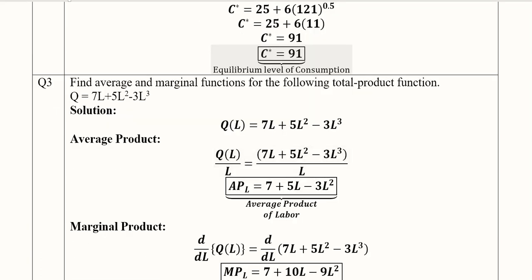Third question is about finding the average and marginal functions for that certain total product function. This is the production function which is given. In order to find the average product, we will divide this with the independent variable which is labor, and once we divide it, we'll get a simple answer which is the average product of labor.